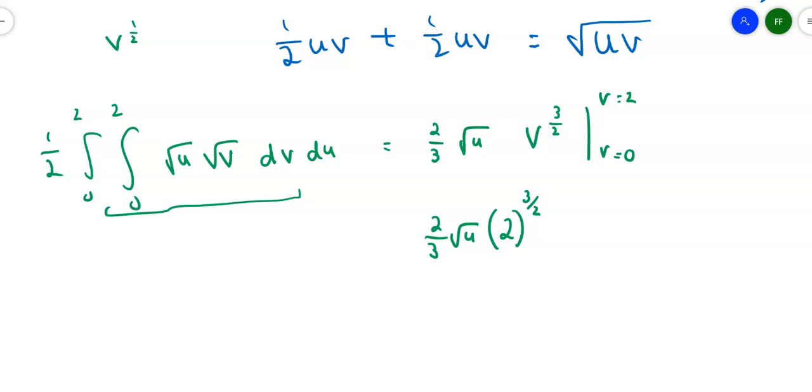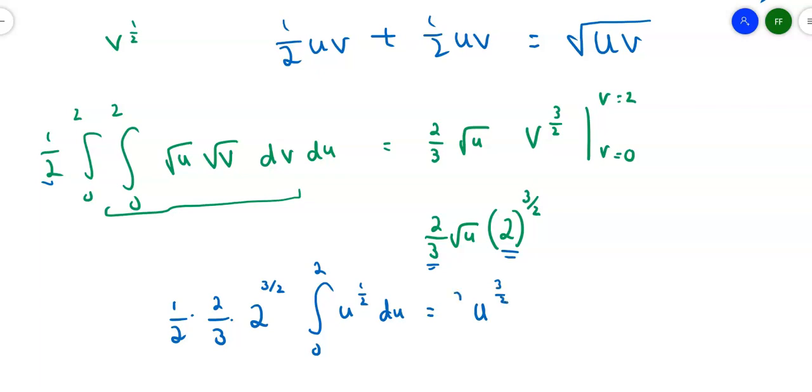All right, the second step now is to integrate with respect to u. Why not take this 2/3 and this 2 to the 3/2 and just pull it outside? So I've already got a 1/2 over here. I now have a 2/3, and I have a 2 to the 3/2. So let's pull all that out. Integrate from 0 to 2 of the square root of u du. So again, I'm going to get u to the 3/2 times 2/3, evaluated at 2 and at 0. So this will give me 2/3 times 2 to the 3/2.